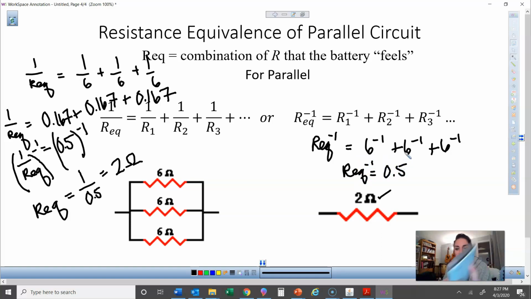But what I'm going to do now is take that answer, and I don't know if you can see this, answer to the -1, right? And that gives me 2. So basically I have 1 over REQ equal to 0.5, and I use the -1 button on my calculator, and that gives me 2.